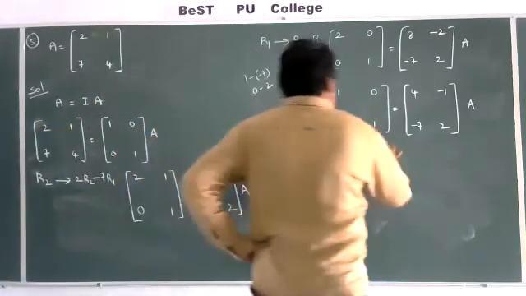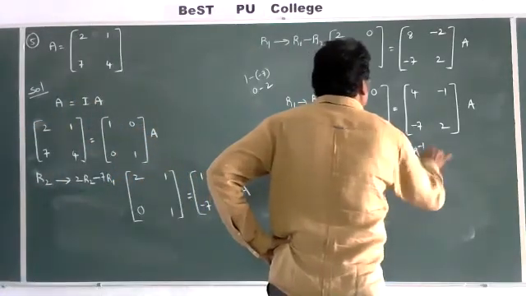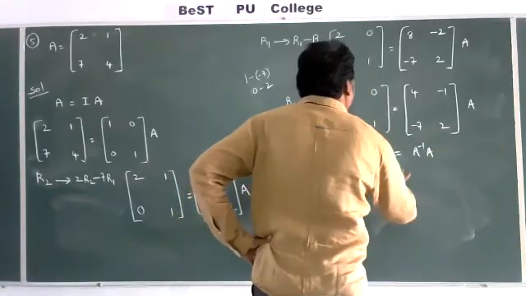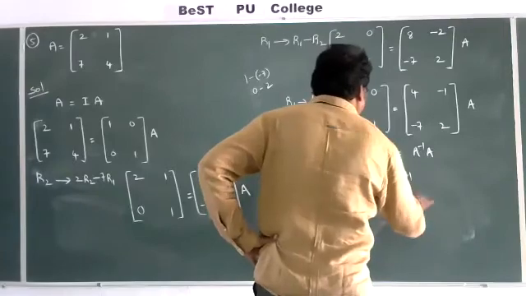So this is I is equal to A inverse into A. Therefore, A inverse is equal to matrix 4, minus 1, minus 7, 2.